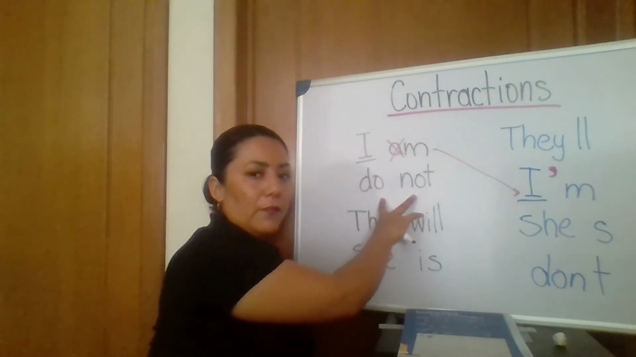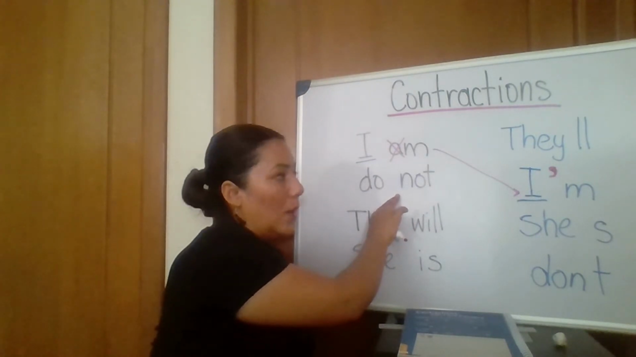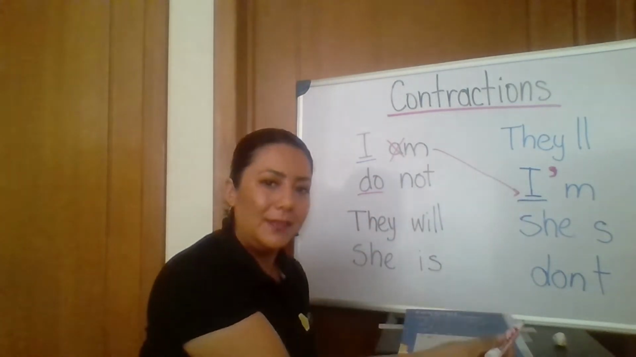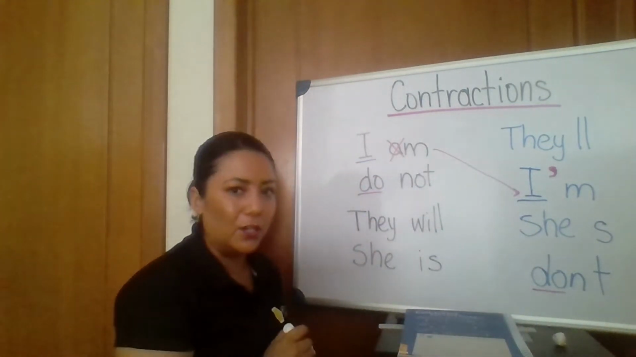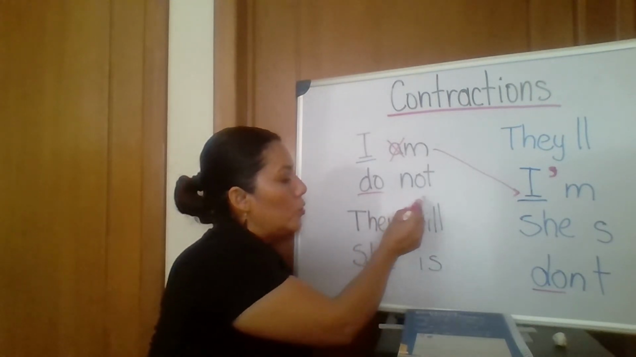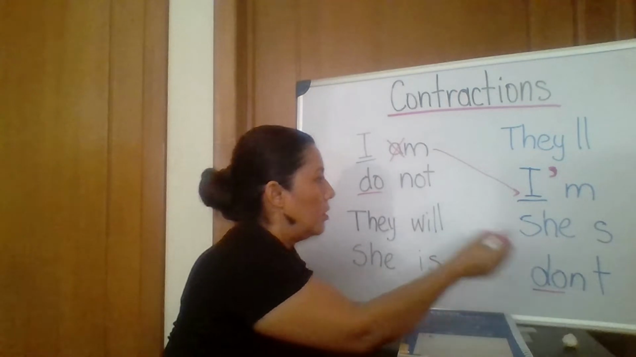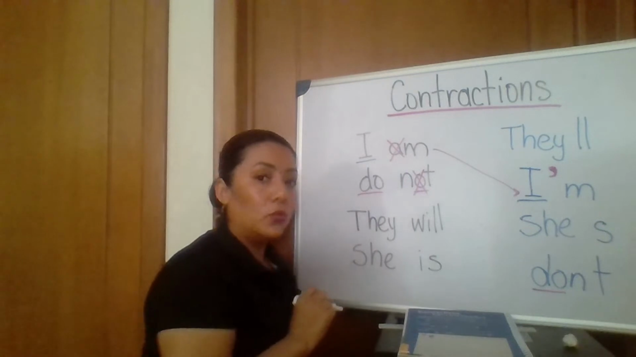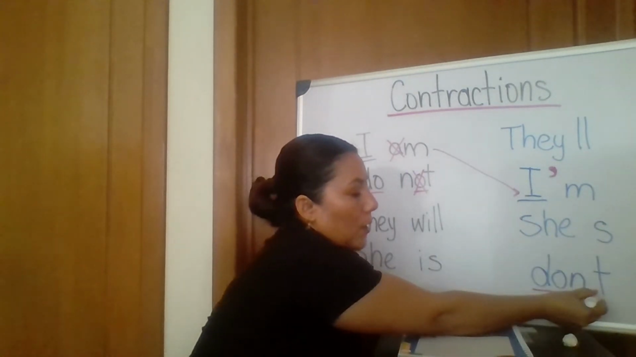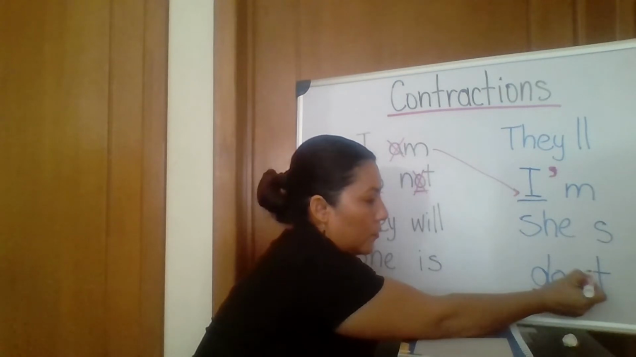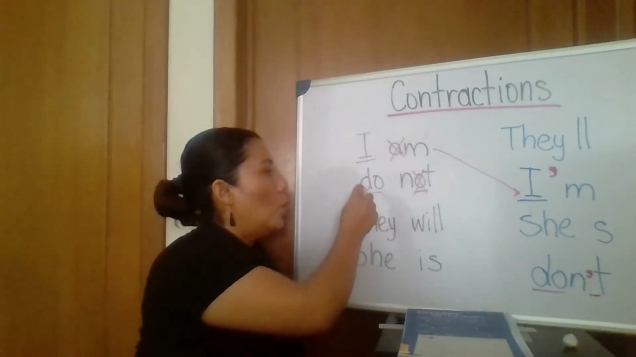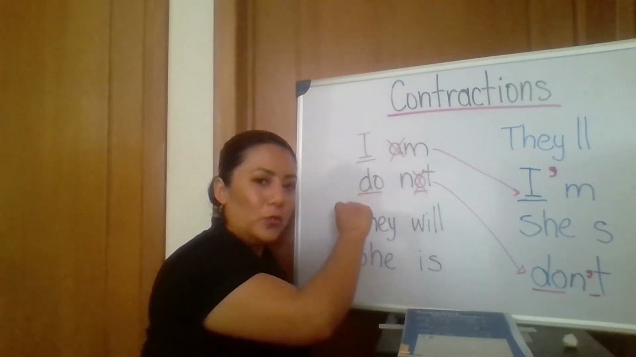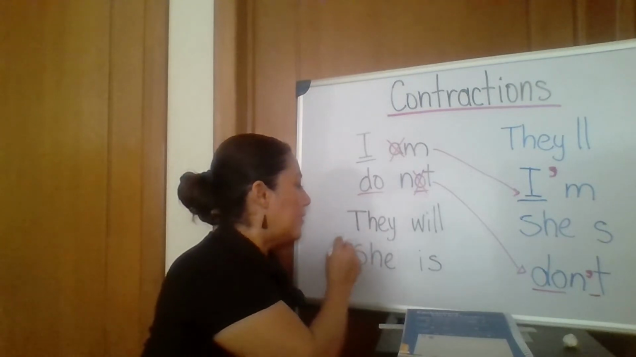Do not. If we combine these two words, what is the contraction? Do, obviously, the one that has do right there. But, oops, what happened to this letter? We dropped it. Bye-bye. We dropped that letter, and what goes in that space? An apostrophe. So now, do not becomes don't. No contraction, contraction. How about the next one?